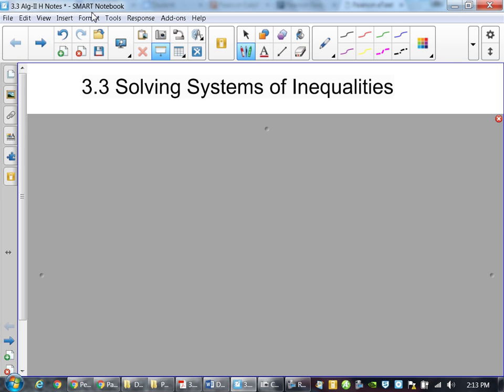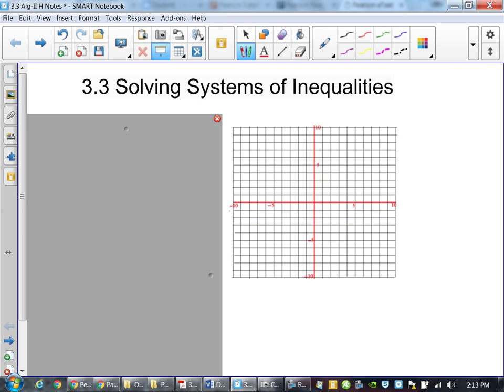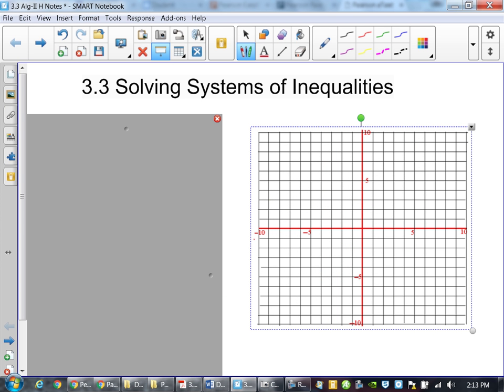Systems of inequalities. Basically what we're doing here, ladies and gentlemen, is we're going to graph 2, 3, 4 inequalities on one graph paper. All this means is that we're going to take one piece of graph paper and graph multiple equations on it, or multiple inequalities, excuse me. That's it. That's all this means.